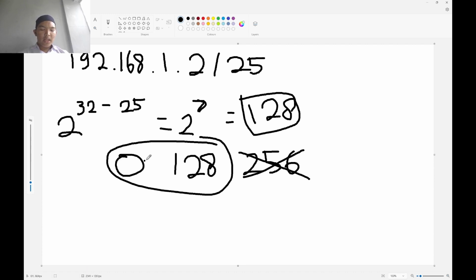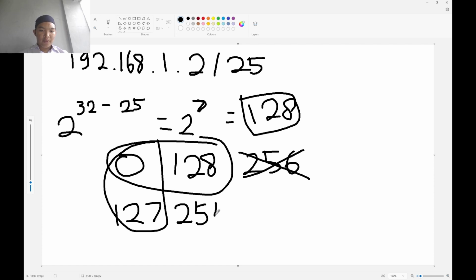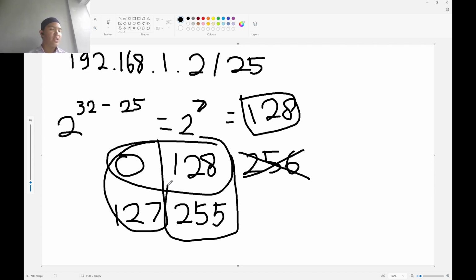And the range of IPs per group is the total hosts minus 1 for the first group, so 0 until 127. This is the first group. And for the last, 256 minus 1, which means 255. This is the second group. That's how to subnet the IP.